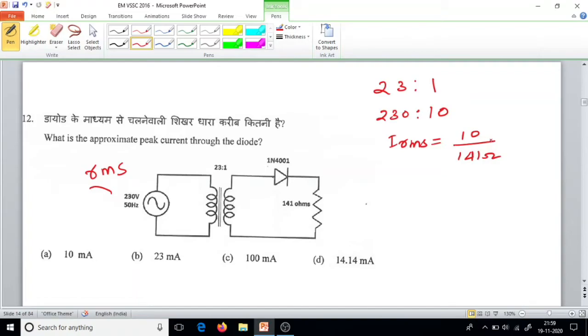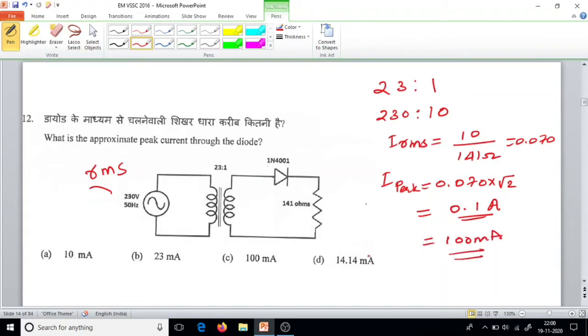It comes to 0.070. This many amps will flow. But we want I peak. I peak equals 0.070 multiplied by root 2, that is 1.414, which comes to 0.1 amps. So if you convert to milliamps, it will be 100 milliamps. So the answer is option C.